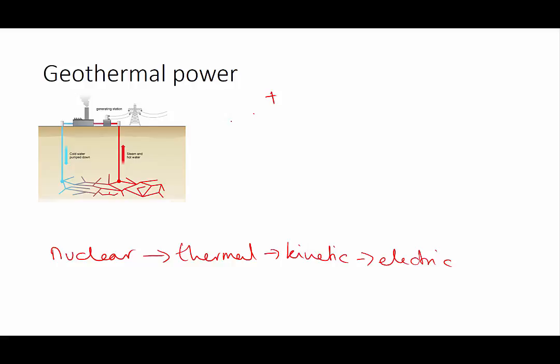The advantages of using geothermal power: it's really reliable because those rocks are going to be staying hot for a very long time. It's renewable. There are no pollutant gases produced. And the energy itself, once it's been set up, is quite cheap.